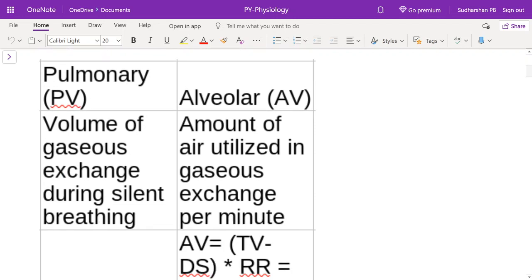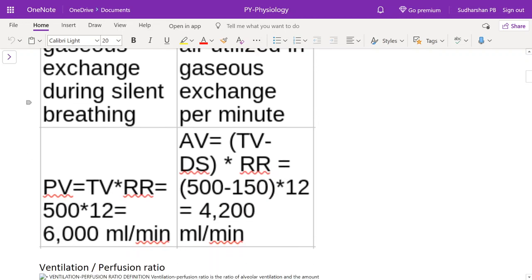So pulmonary ventilation is the volume of gaseous exchange during silent breathing. It is recorded during the silent breathing, but the alveolar ventilation is every minute, every moment of the gaseous exchange. Pulmonary is during silent breathing.